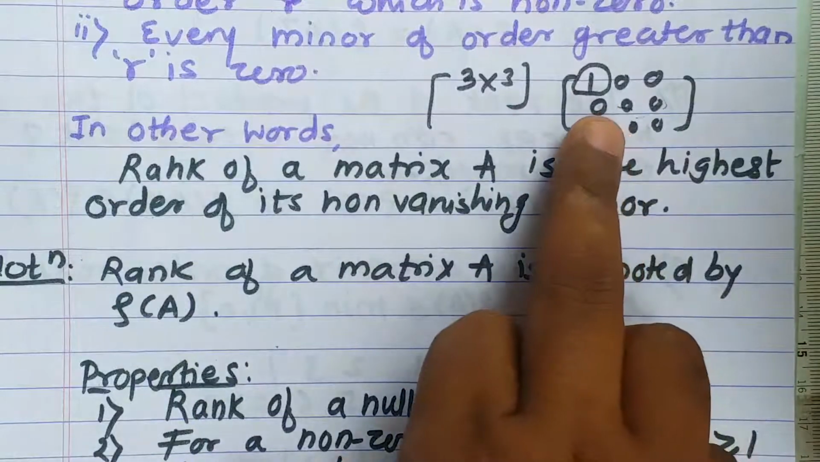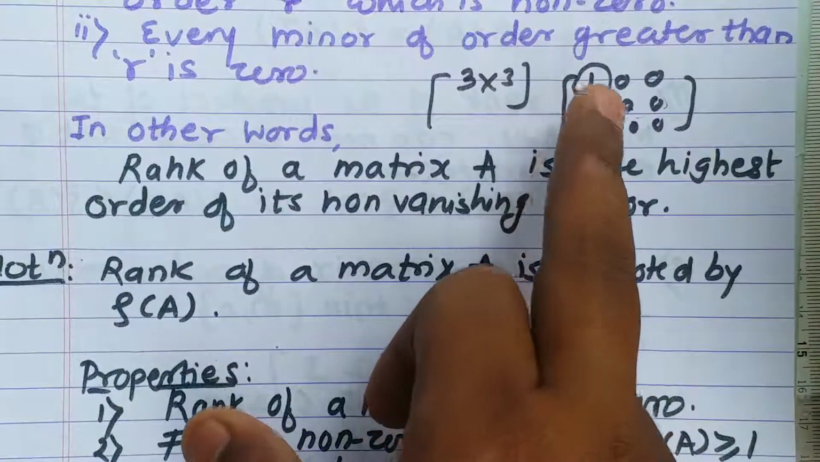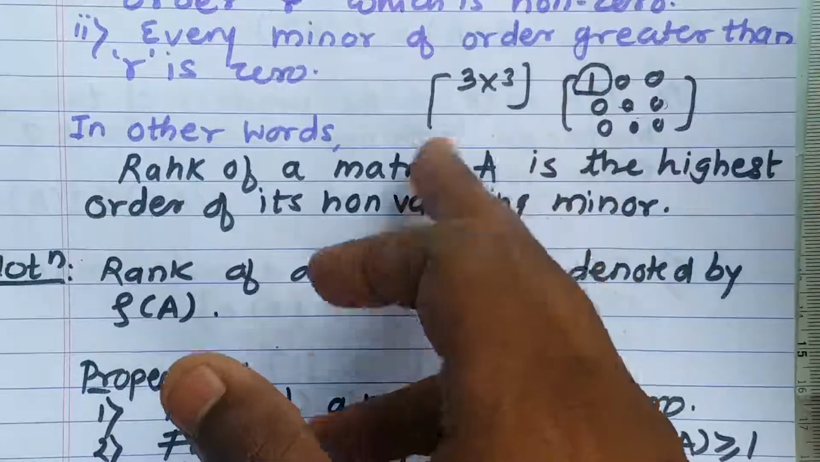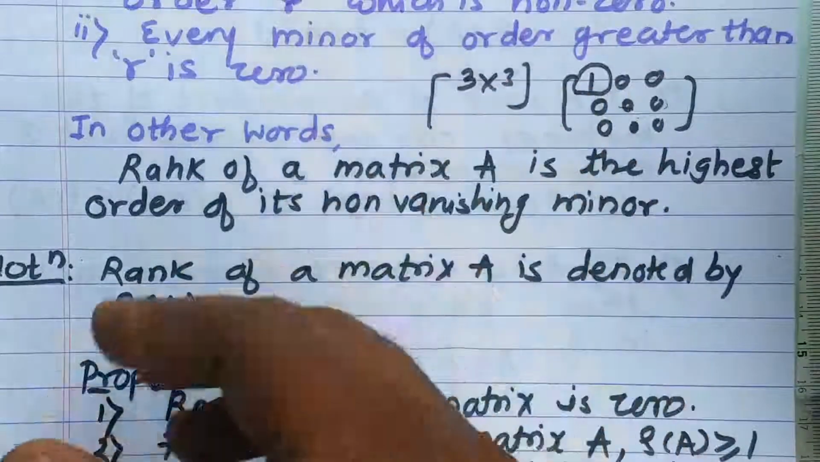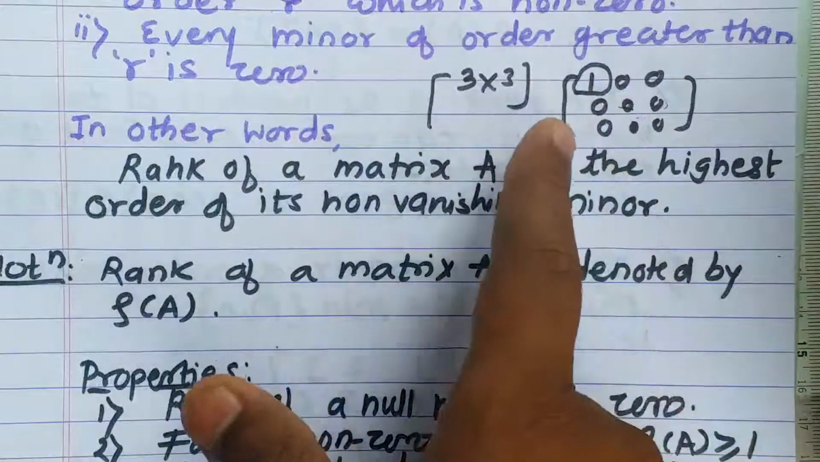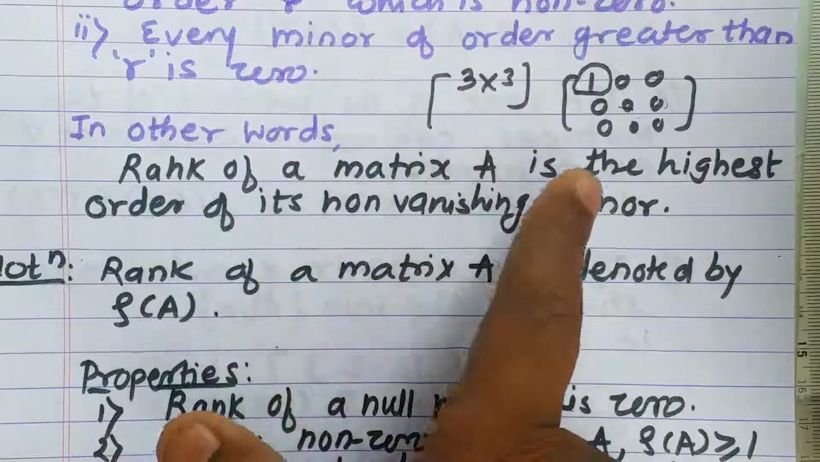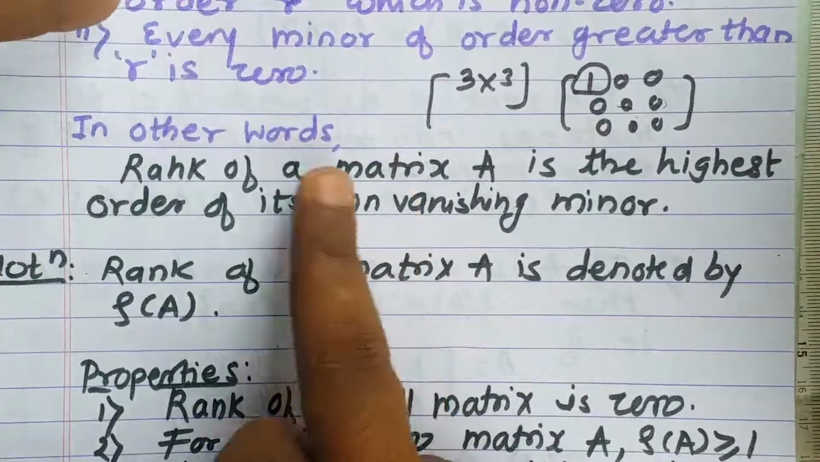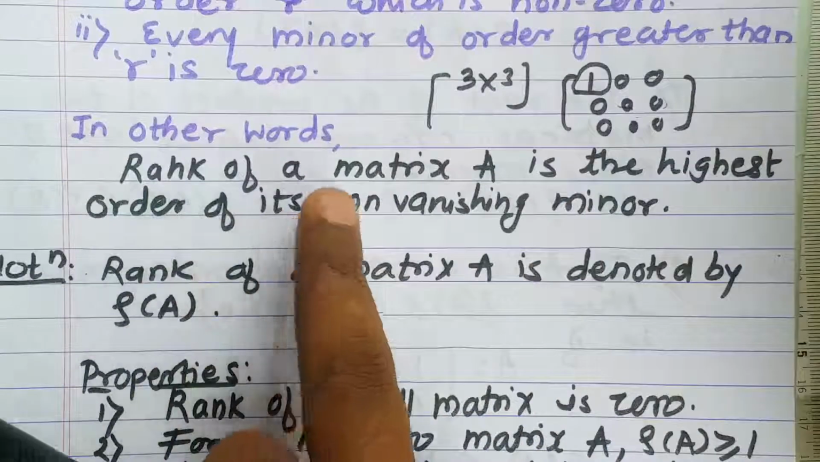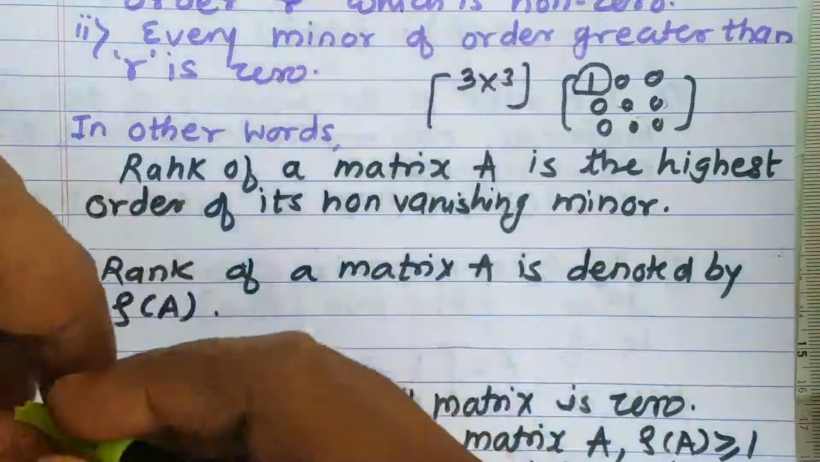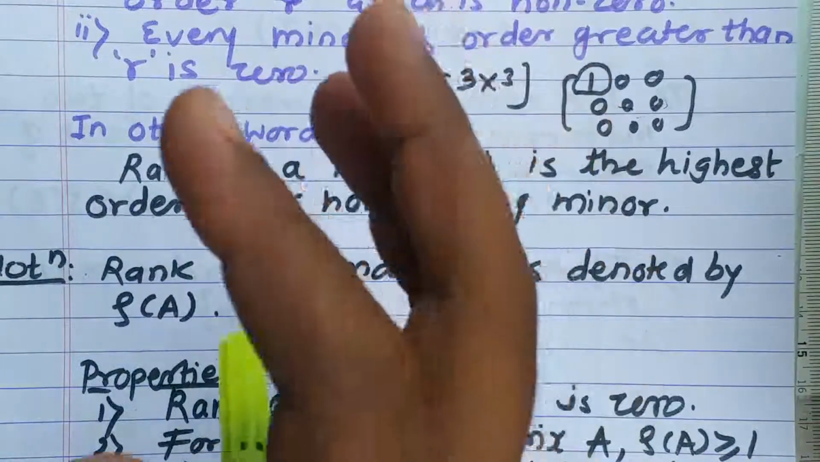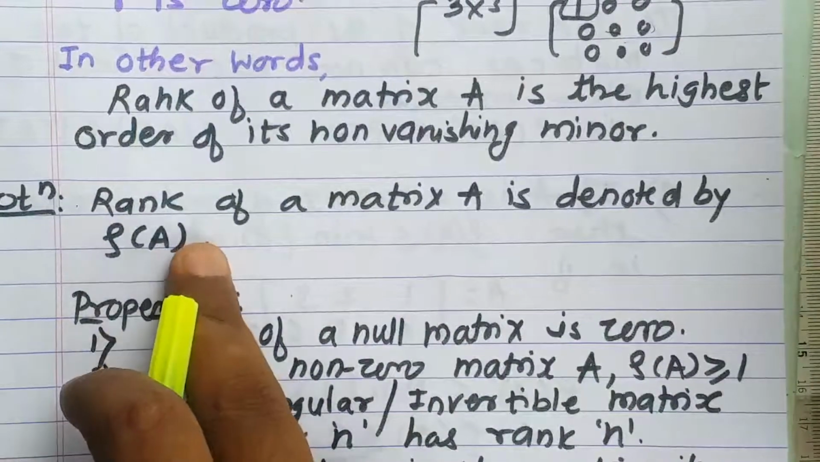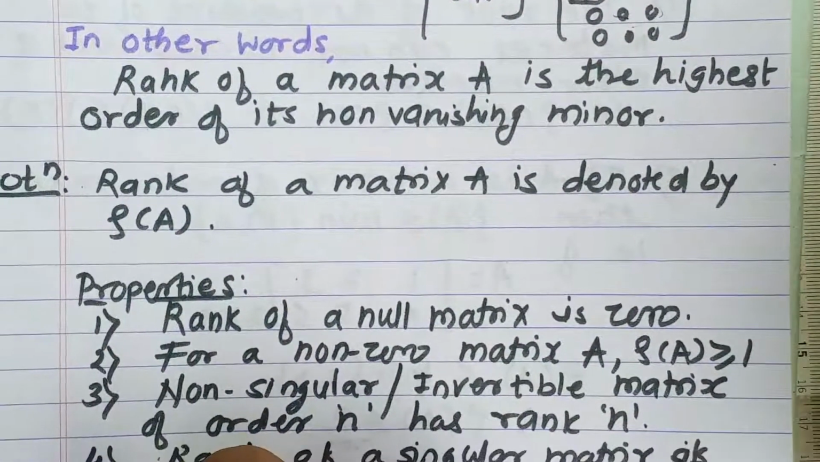As we have discussed here, the highest order minor which is non-zero is of order 1. There does not exist any higher order minor which is non-zero. Hence 1 is the highest possible order of a non-zero minor, and hence that can be called the rank. So this is the same previous definition: the rank of a matrix A is the highest order of its non-vanishing minor. You can simply consider a minor as a determinant of some order. Now the notation: the rank of matrix A is denoted by rho of A. This is the standard notation that we use for denoting the rank of a matrix.